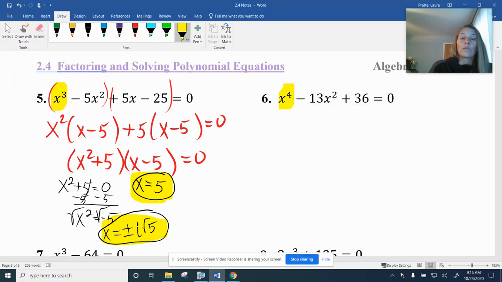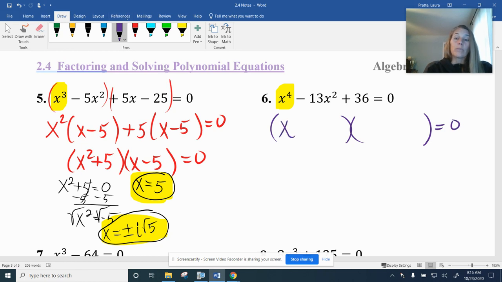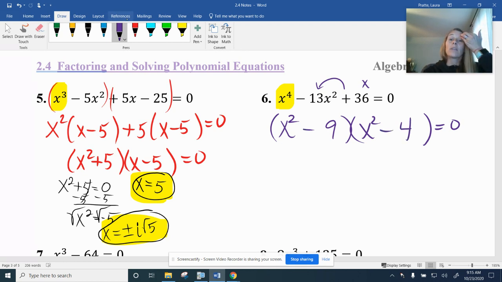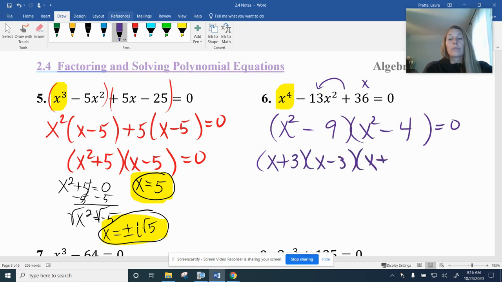And you do have an x to the 4th, which means we should have 4 solutions or zeros. So I'm going to start this one with the 2 parentheses, splitting up my x to the 4th evenly into x squared and x squared. The 2 numbers that multiply to 36 and add up to 13 are 9 and 4, and they're both going to have subtraction signs because they have to add up to negative 13. Now, 9 and 4 are both perfect squares, and there's both subtraction signs, so that means I can take this down into x plus 3, x minus 3, x plus 2, x minus 2.